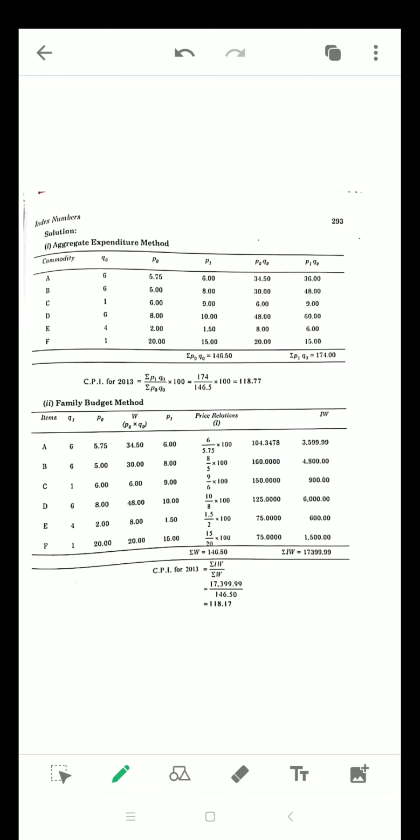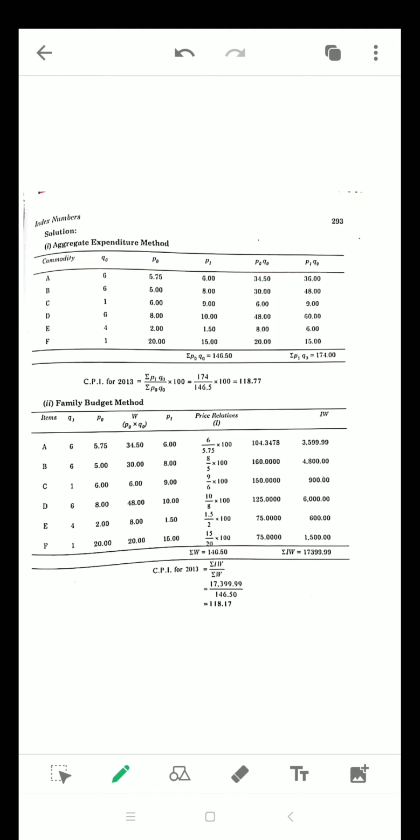You can construct a table now. Write down commodities A, B, C, D, E, F, and the base year quantity, which is considered as Q0: 6, 6, 1, 6, 4, 1. P0 is the 2012 price, the base year price: 5.75, 5, 6, 8, 2, 20. Next P1 is for 2013: 6, 8, 9, 10, 1.5, 15.